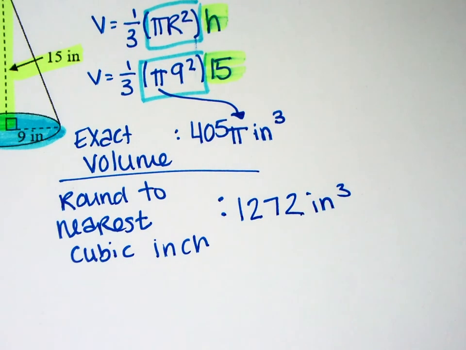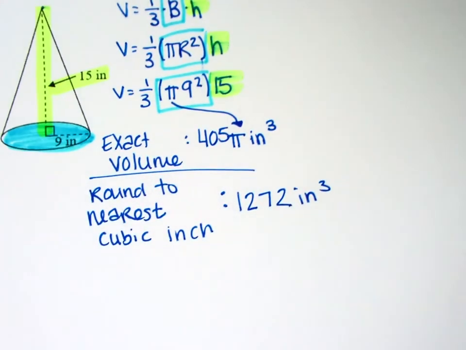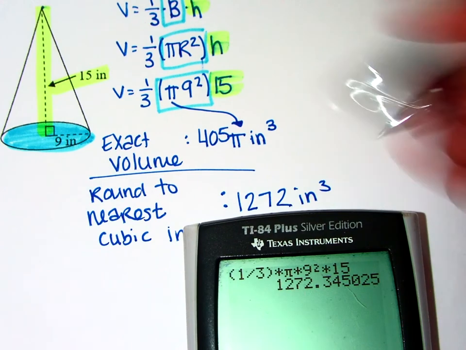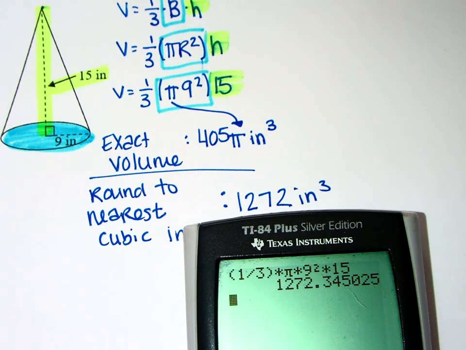Remember, exact volume is going to have pi in your answer. Rounding to the nearest cubic inch is going to have a rounded answer. Once you press the pi button in your calculator like we did here, you do not write pi again because you've used it by typing it into your calculator. All right, let's try the next one.